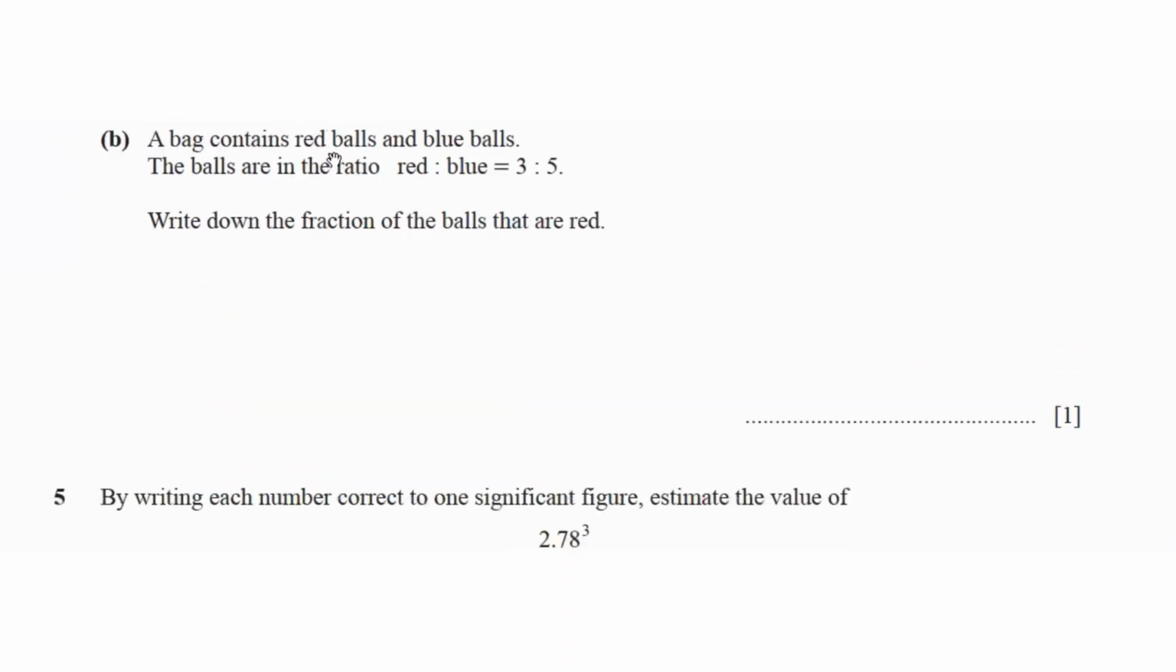Part B says a bag contains red balls and blue balls. The balls are in the ratio of red to blue, which is 3:5. Write down the fraction of the balls that are red. So for the balls that are red, in the ratio, it's 3 over here. So the numerator is going to be 3. And the denominator is going to be the sum of values in the ratio. So 3 plus 5. So that's going to be 3 over 8. If they're asking for the blue balls, that would be 5 over 8.